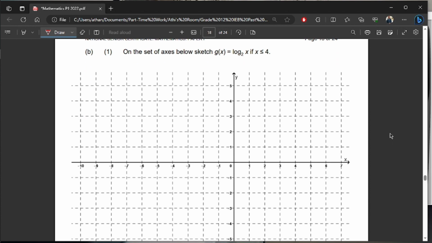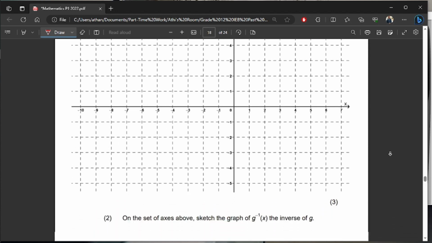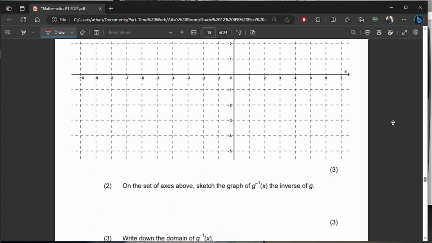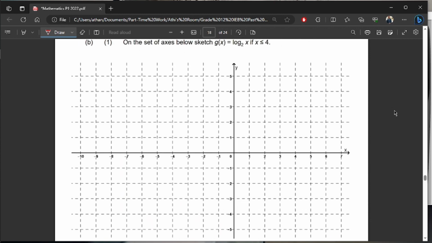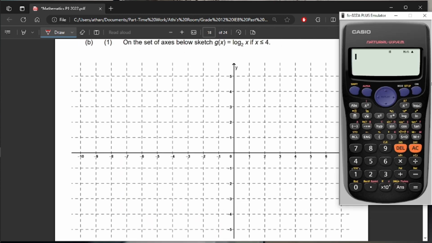Question B. On the set of axes below, sketch the graph of g, which is log base 2 of x, whereby x is less or equal to 4. Okay, and then there are questions based on that. Let us sketch that graph. What I'm gonna do is go all the way to the calculator, and then we'll try to sketch the graph. Okay. So my calculator is as follows.